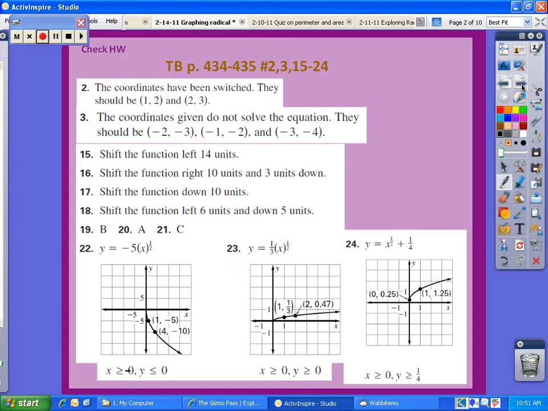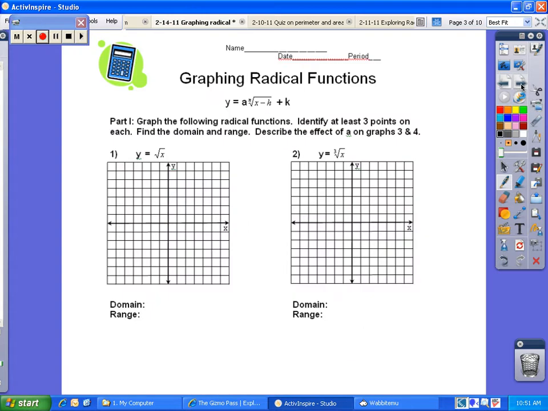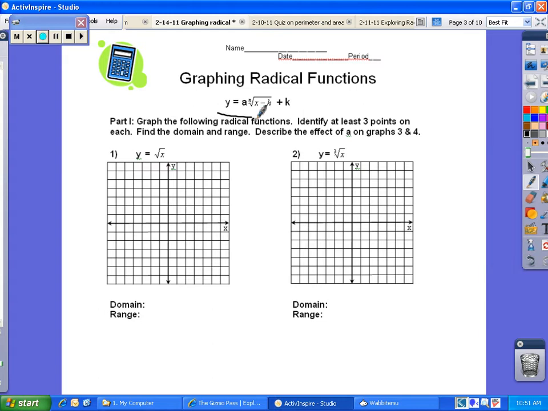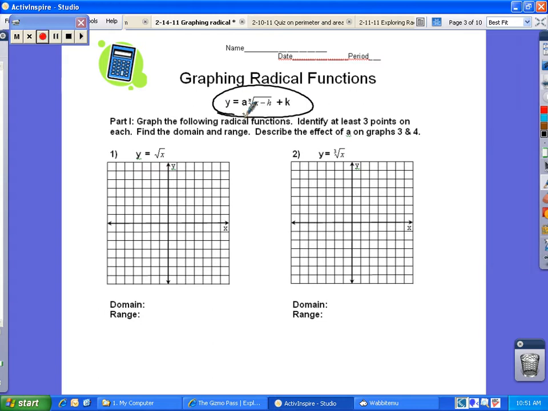Alright, so let's go ahead and move on. The worksheet that you're getting today is on graphing radical functions. We talked about the form on Friday, and then for warm-up today. So in part 1, we are just going to graph these radical functions. We do need to make sure that we identify at least 3 points on each of the graphs and find the domain and range. On numbers 3 and 4, we're actually going to describe the effects, which again, describing the effects is transformation on the graphs as well.